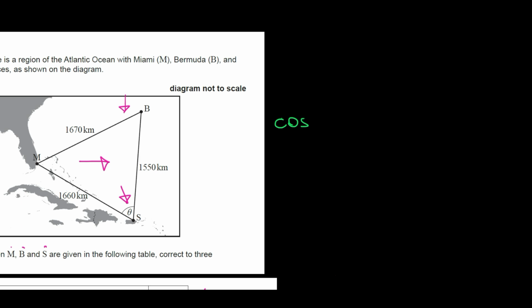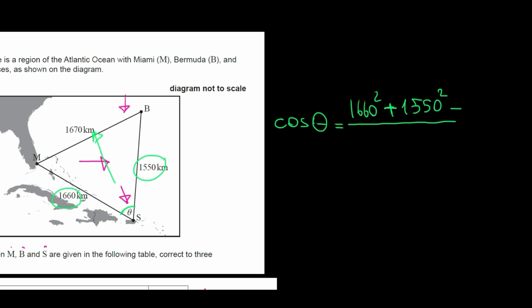You're going to do the following. Cosine of theta equals 1660 squared plus 1550 squared, the lateral sides of the angle, and then subtract the side opposite to the angle, which is over there, 1670 to the power 2. Divided by 2 times the lateral sides, 1660 times 1550.